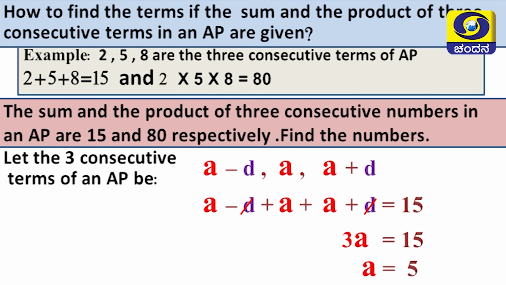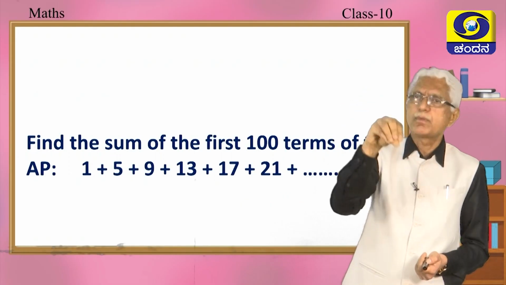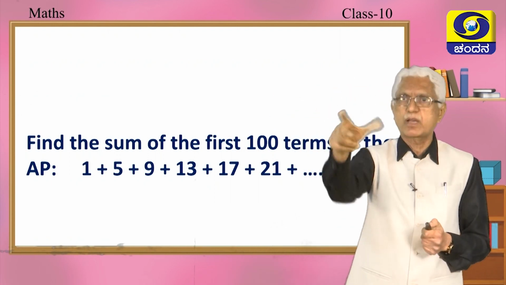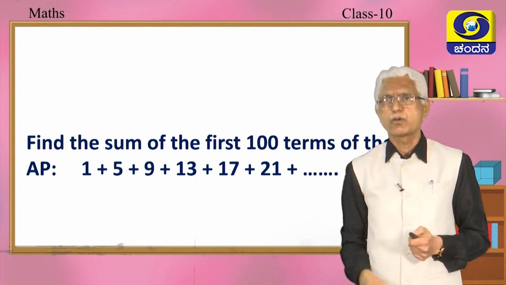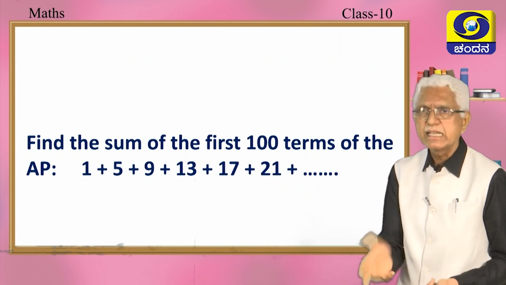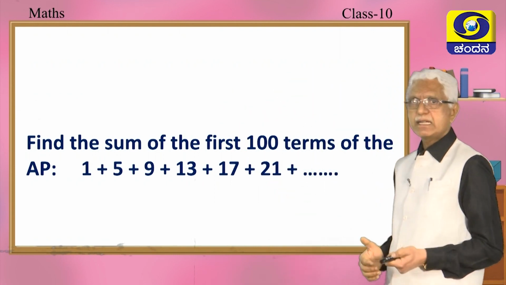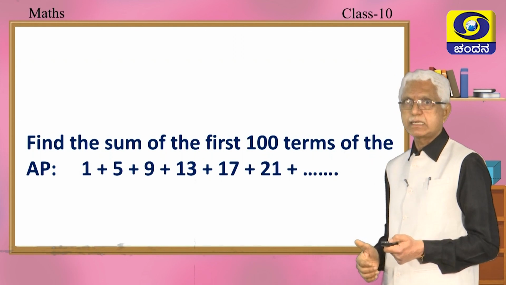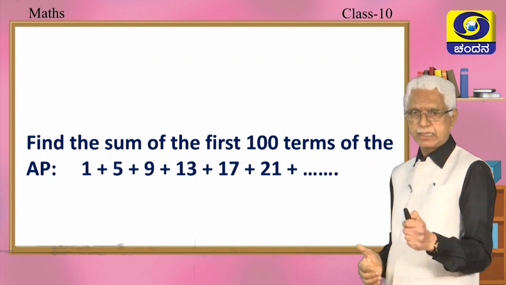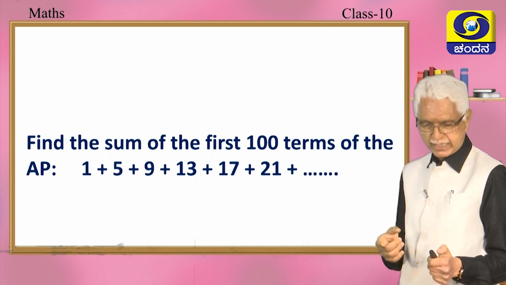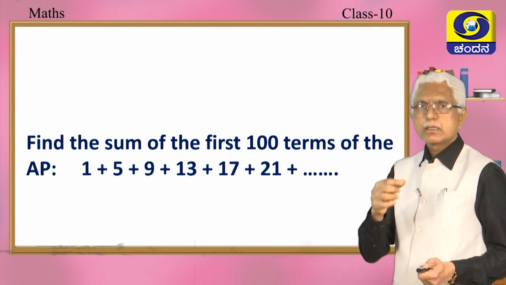A minus D into A plus D is equal to 80, and A minus D into A plus D gave you A square minus D square. In place of A, you substitute your 5 and you find out D and write the AP. Find the sum of the first 100 terms of the AP. Okay? You have been asked to find out the first terms.